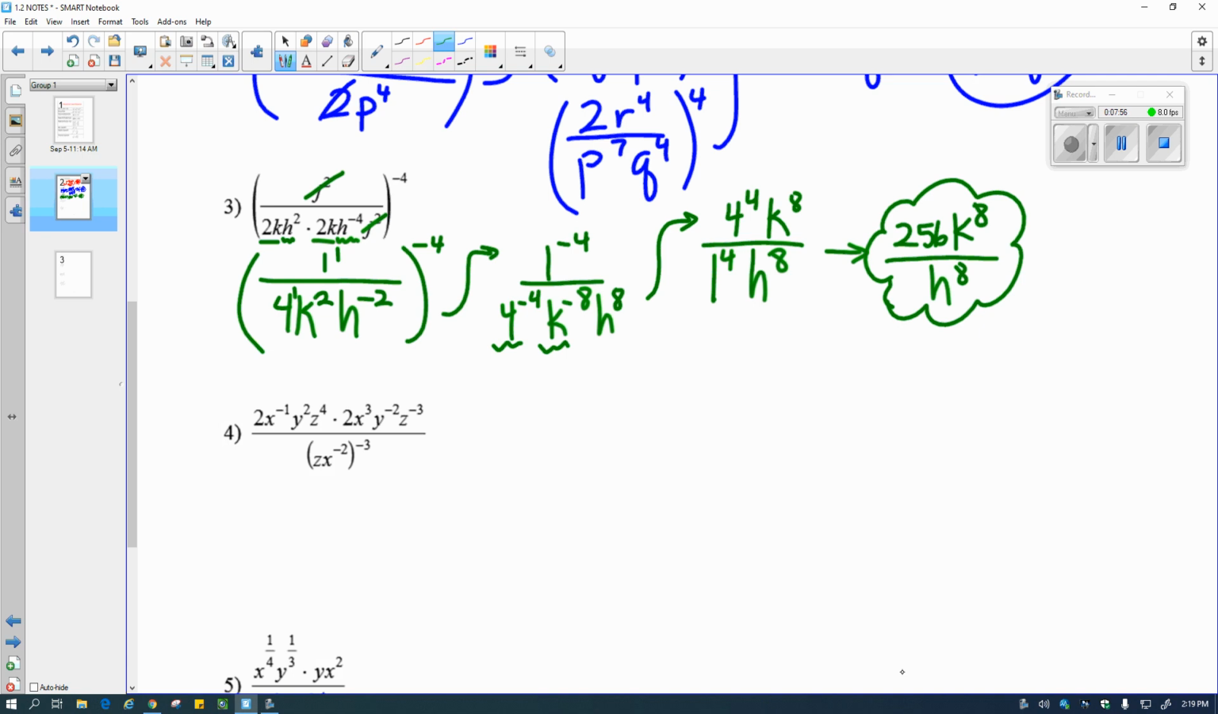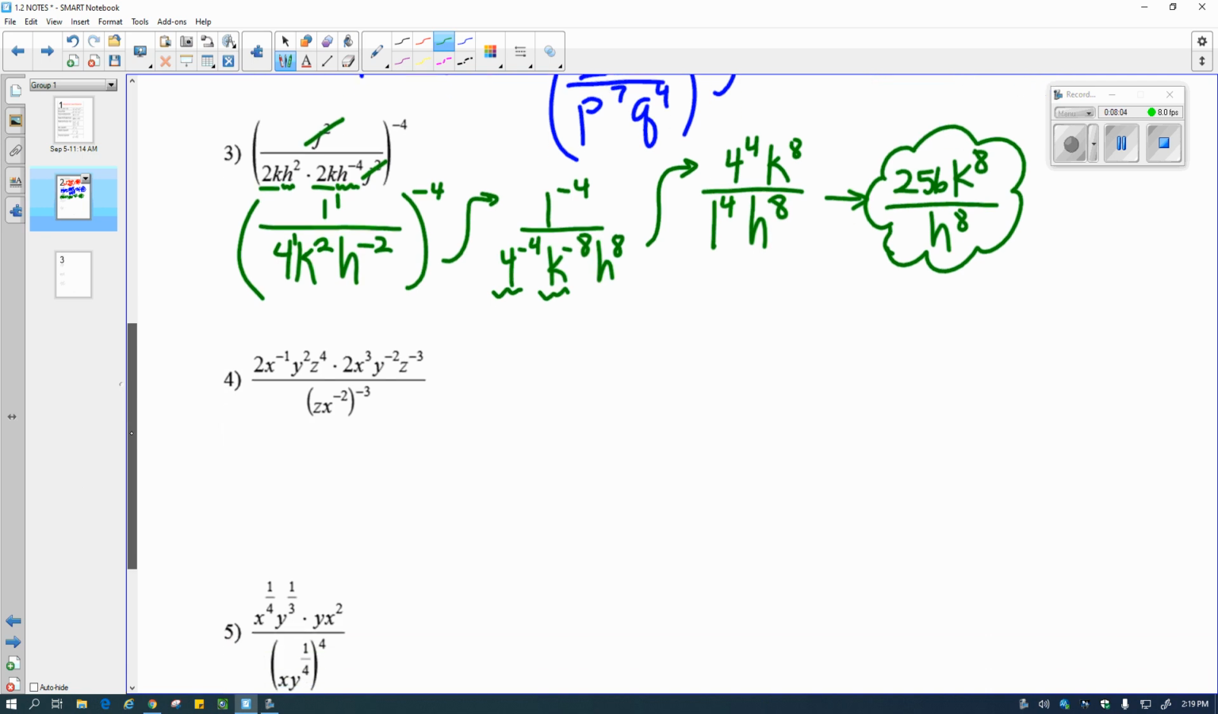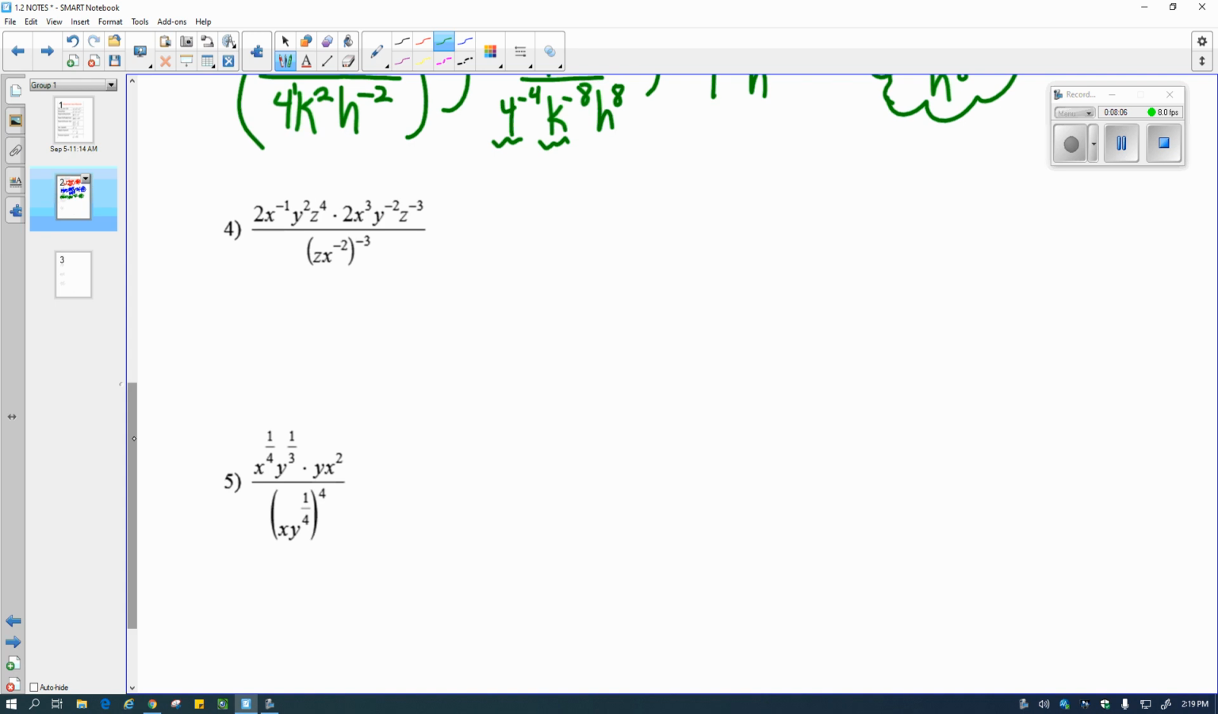So the last couple that we did had a big power on the outside, and I cleaned up the inside and then went on. Well, on the next one, my only power on the outside of a parenthesis is only attached to the bottom. Again, in this problem, maybe I'll look at things a little bit differently, but I'll just follow the rules as they go. I'm going to start by, again, cleaning up the top a little. So I see the 2 and the 2.